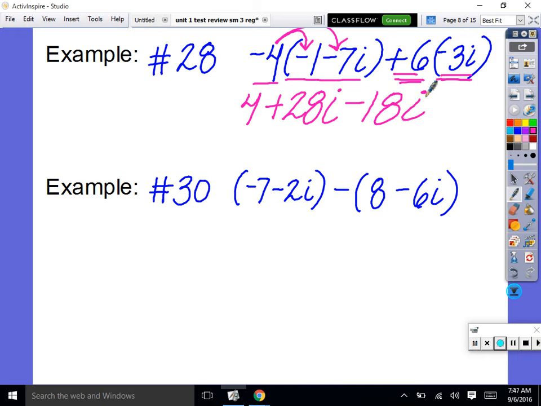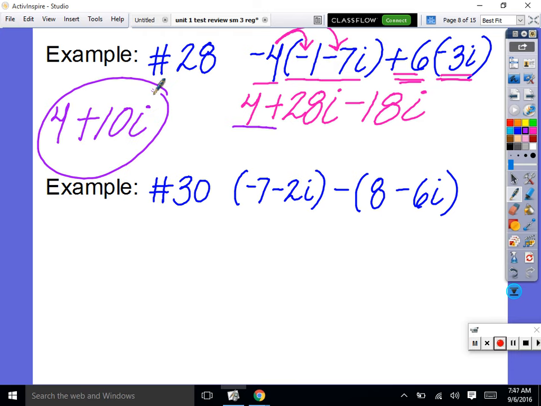And now we'll combine real parts with real parts, imaginary parts with imaginary parts. So we have a 4. And then 28i's minus 18i's is positive 10i's. You always need to write your answers in a plus bi form. It's not considered simplified if you wrote 10i plus 4. I'll mark you off a little bit on the test if you don't write it right.